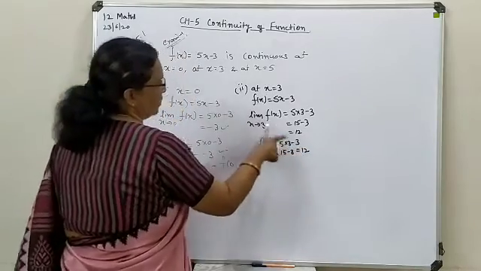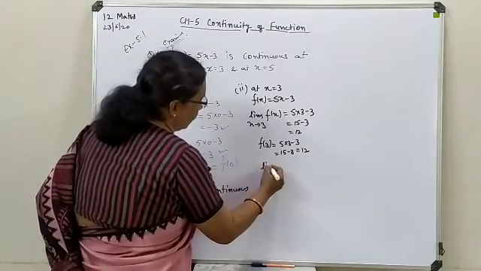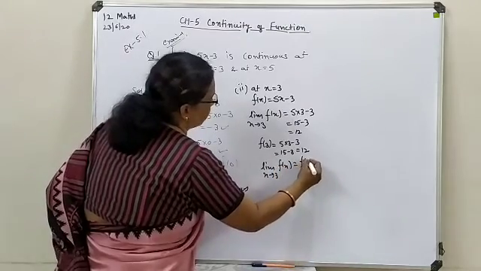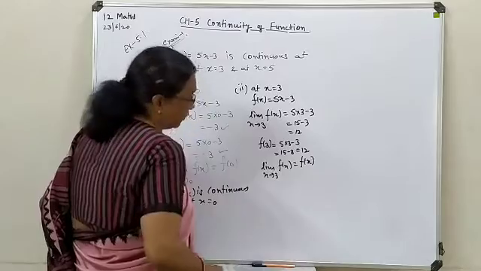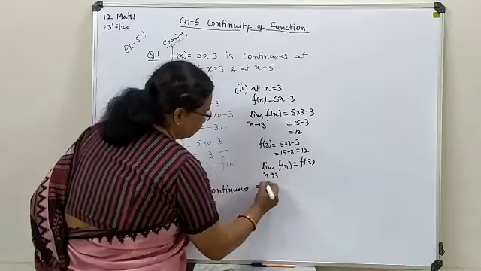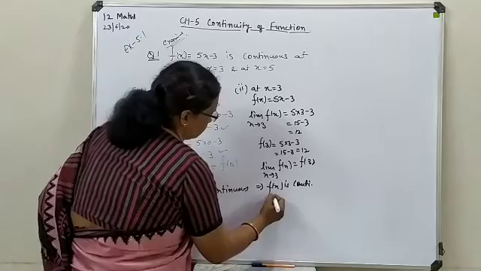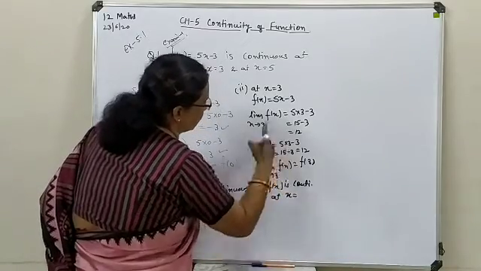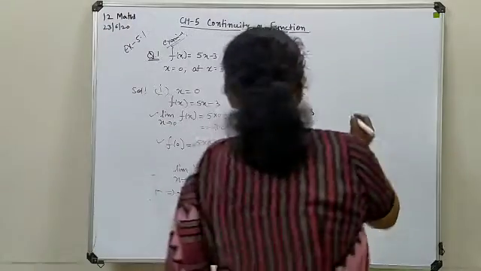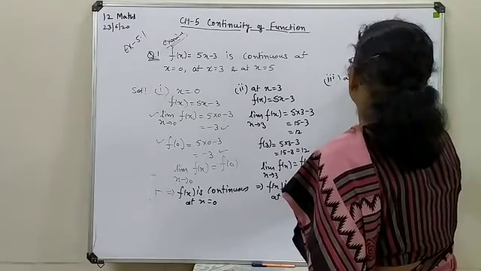Here also you are getting the same solution, so the conclusion is the same. Limit x tends to 3 f(x) is the same as f(3). So your f(x) is continuous at x is equal to 3. In the same way, the third one you will also check out, at x is equal to 5.